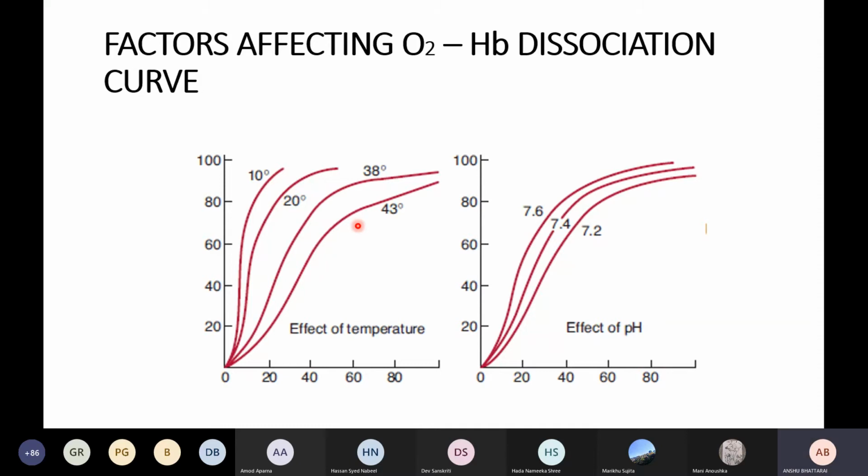Now, why is this happening? Is the pH less or more in the blood that is present near the tissues, in the tissue capillaries? Do you have any idea? Less pH than the pulmonary. Yes. Very good. It would have less pH. Why? Because oxygen is continuously being utilized. Carbon dioxide is continuously being produced.